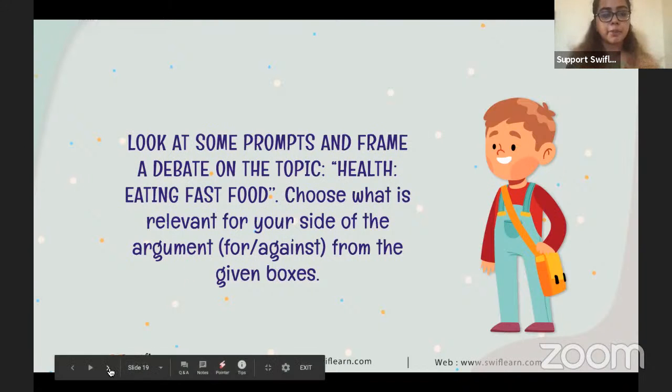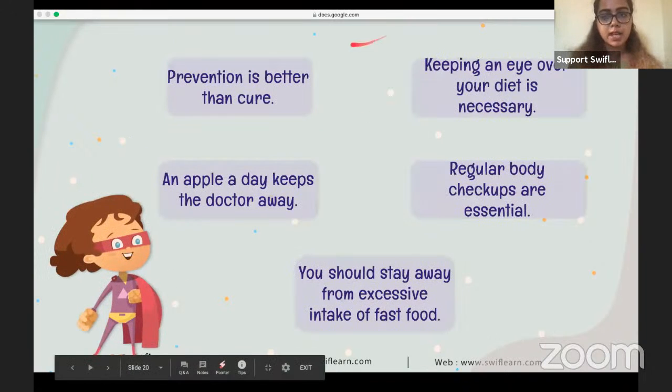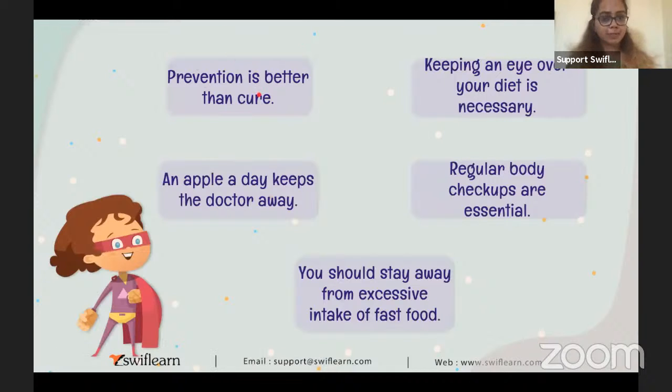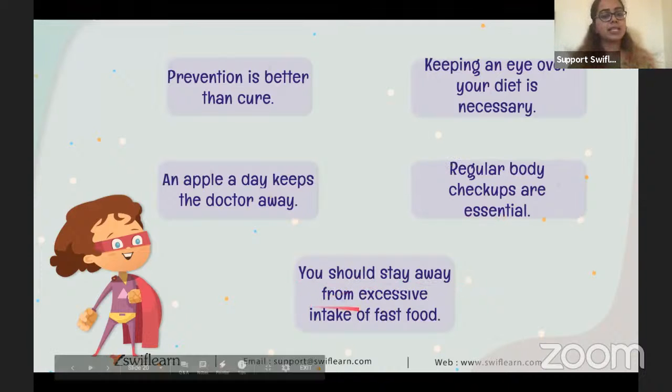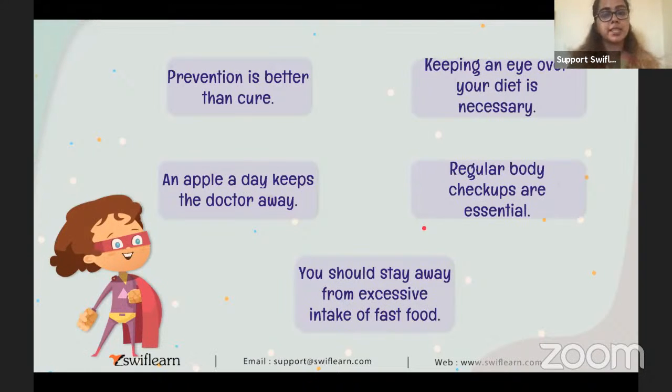Okay, I'll show you the prompts now. Our prompts are: prevention is better than cure, an apple a day keeps the doctor away, keeping an eye over your diet is necessary, regular body checkups are essential, you should stay away from excessive intake of fast food. Why don't you try writing your own points, and which side would you favor? For eating fast food or against eating fast food?